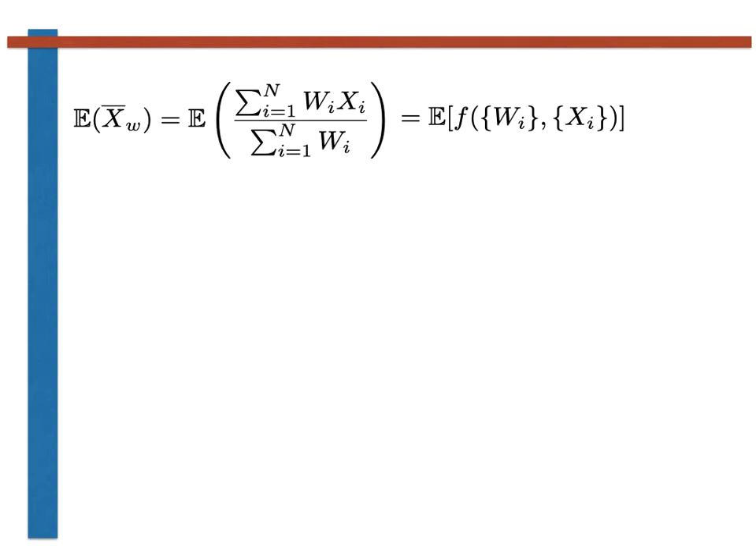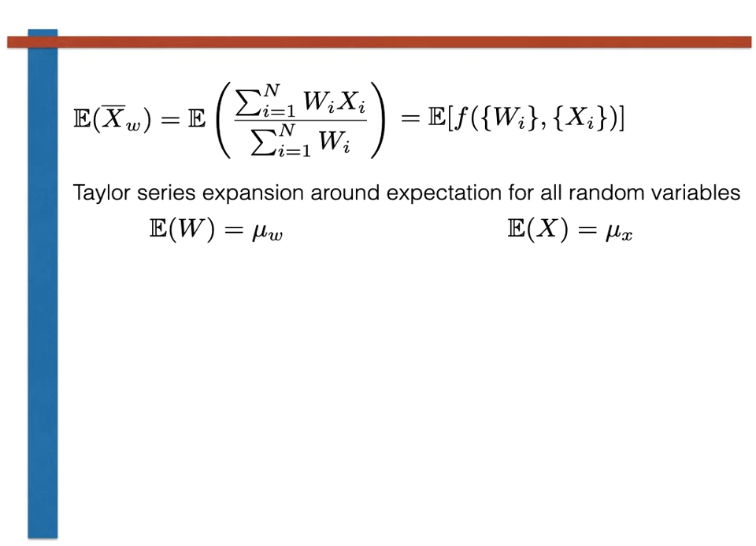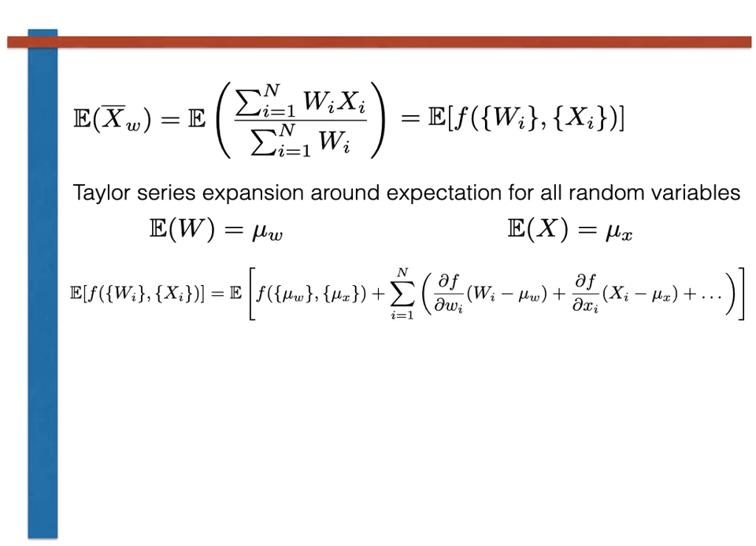To calculate this expectation of f, we will rewrite the function f in terms of its Taylor series around the point where all the random variables that f is computed from are equal to their expectations. We will thus introduce the symbols μw and μx to represent the expectation of wi and xi, respectively. The Taylor series expansion of f around the expectation is thus the following.